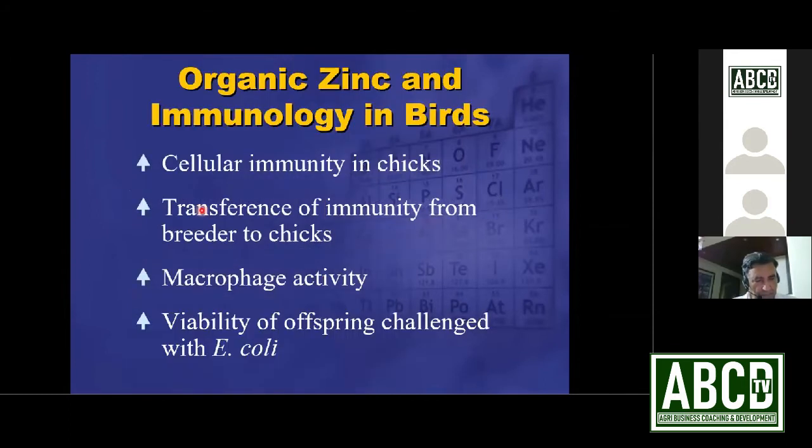So, organic zinc and immunology in birds. If you use organic zinc, you increase the cellular immunity in chicks. You increase the transference of immunity from breeder to chicks. You increase macrophage activity, and you increase the viability of the offspring challenged with E. coli. These are all studies that were conducted in the literature.